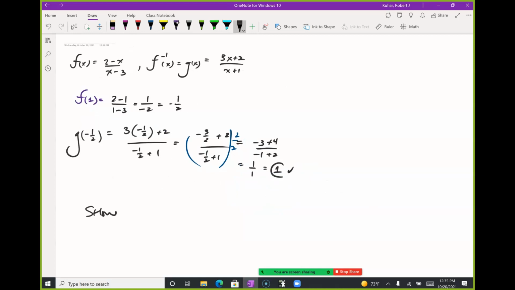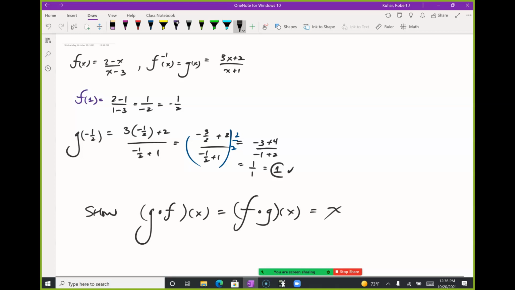Show g composed of f of x equals f composed of g of x equals x. Everything should fall apart except for whatever you put in. And you can clearly see my input is x. That's what I'm putting in. That's what I should get out when I compose a function with its inverse.